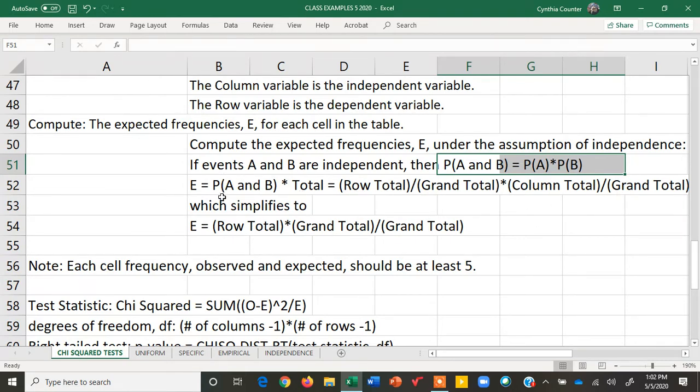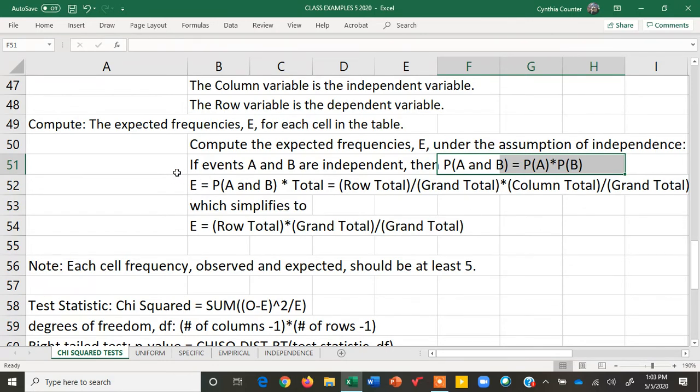So the probability that A occurs is the number of ways A occurs divided by all possible occurrences, which is the grand total. And the number of ways A occurs is how many are in category A, which is the row total. And the probability of B is the probability that B occurs, which is the number of ways B can occur, which is, of course, the column total for category B, divided then by the grand total, or all possible occurrences. So that's where we get row total divided by grand total. This would be the probability of A, times column total divided by grand total. That would be the probability of B. And that is the probability of A and B occurring, assuming they're independent.